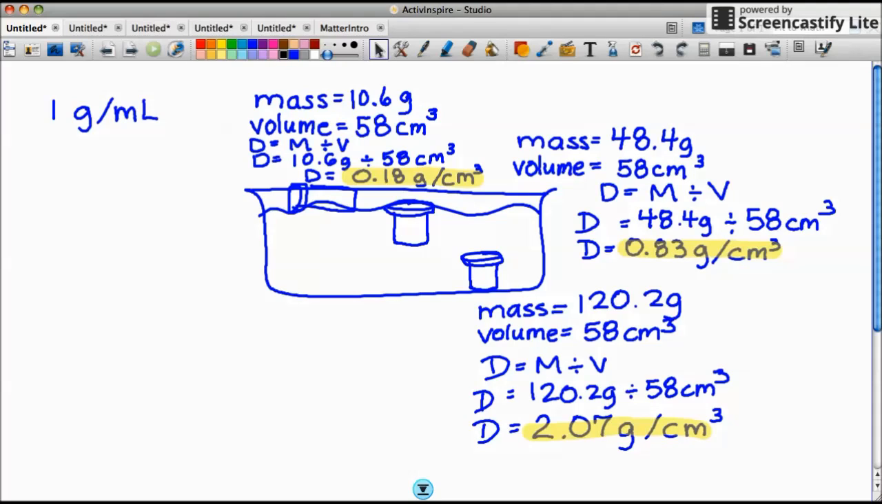Laura? So the human body sinks to the bottom? No, actually, the one that suspends.